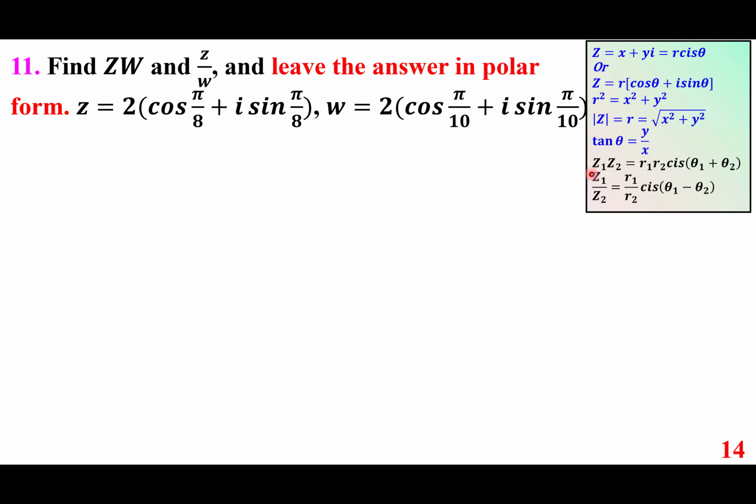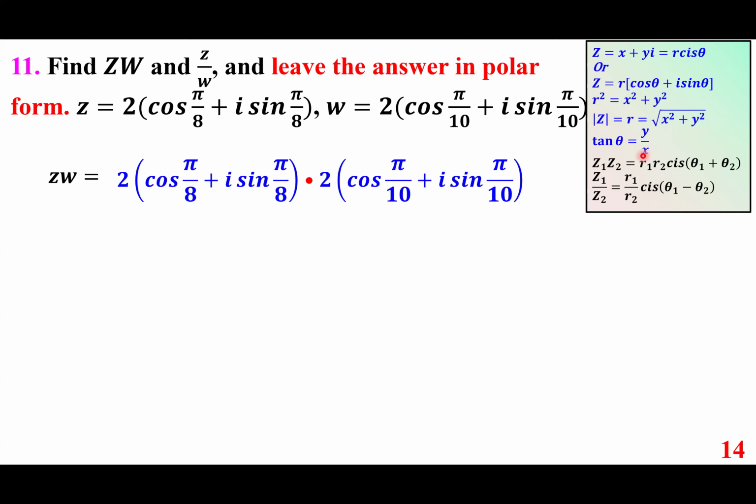If you have two numbers in polar format and you want to multiply them, z1 times z2 is r1 r2 cis theta 1 plus theta 2, meaning multiply the moduli, the magnitudes, and add up their angles. And if you're dividing, you divide r1 over r2 and then cis theta 1 minus theta 2. So what do we mean by that? We are going to multiply these two.